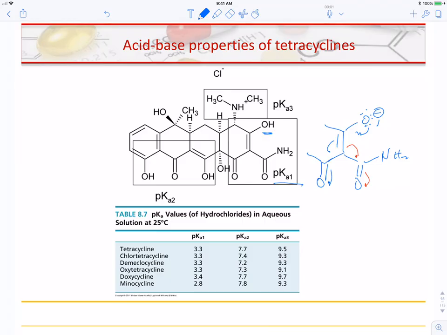Similar phenomena are observed for pKa2, where also we don't know exactly which one of the two OHs gets deprotonated, probably this one or this one. And again, this stabilization is by resonance. We can see that here, this double bond is conjugated with the carbonyl and in turn conjugated with the aromatic ring. And the third one is the kind of plain vanilla pKa that we observe for a tertiary amine.